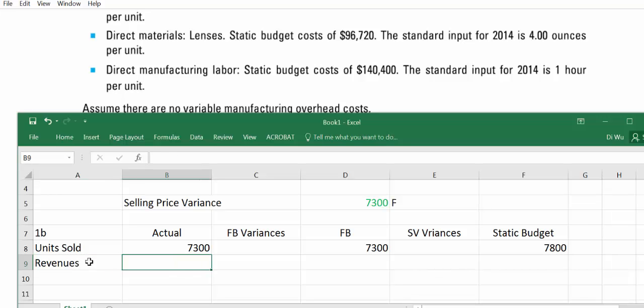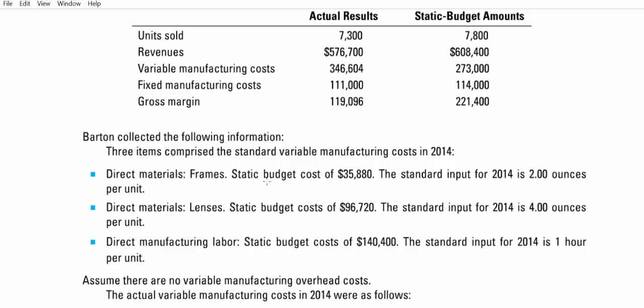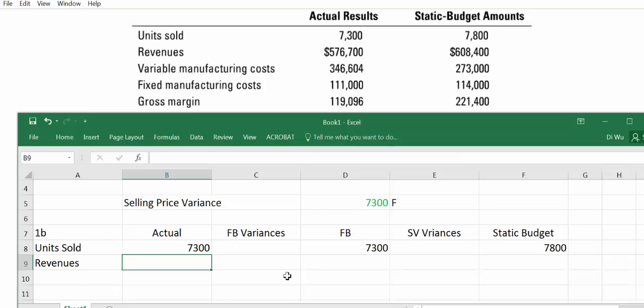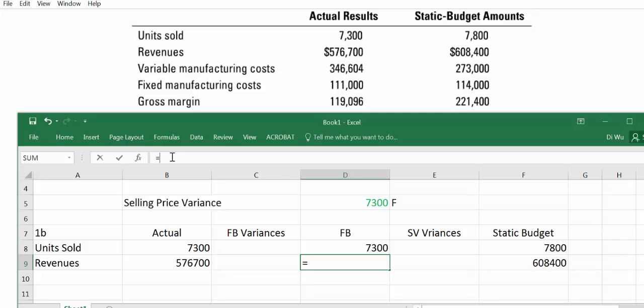For the revenues, we can go back to this table and copy. We have 576,700 for actual results, and the static budget is 608,400. Now we need to find the flexible budget. How do we find it? We know how to find it. I'm going to use the actual units sold multiplied by the forecasted price, which is 78.